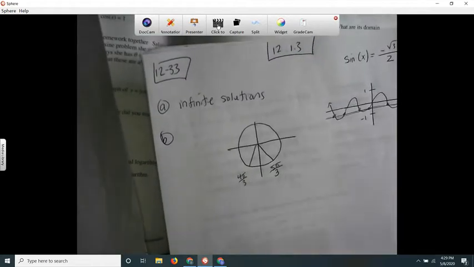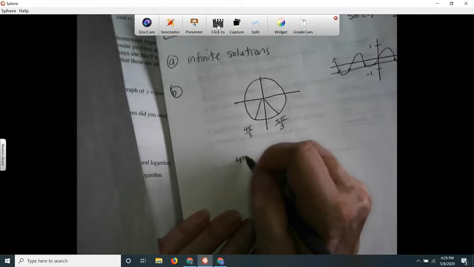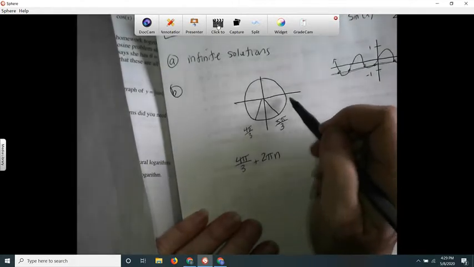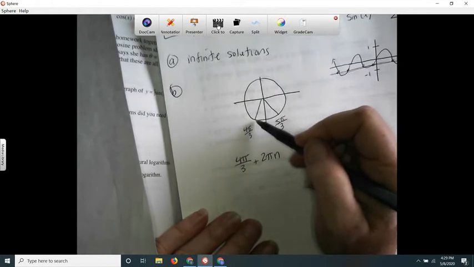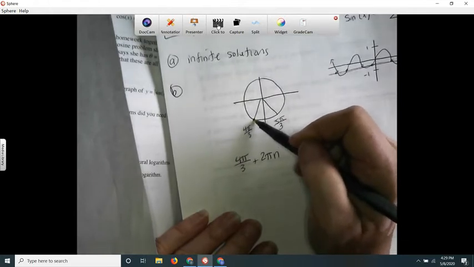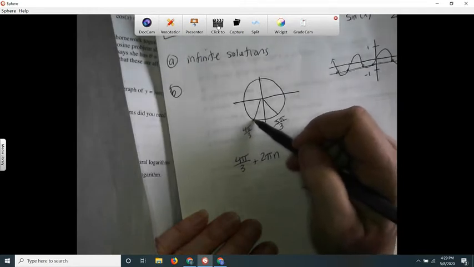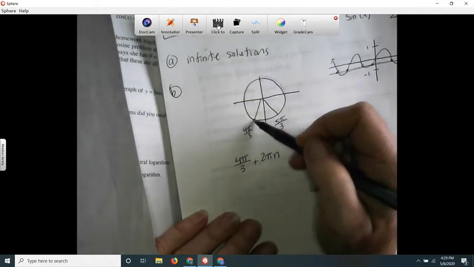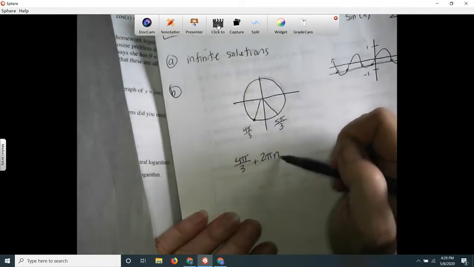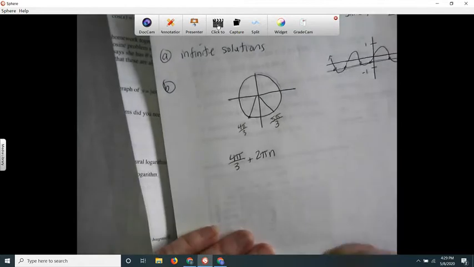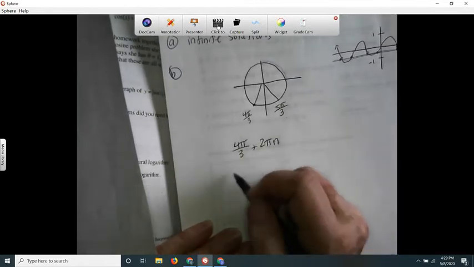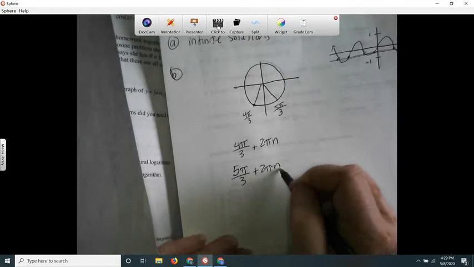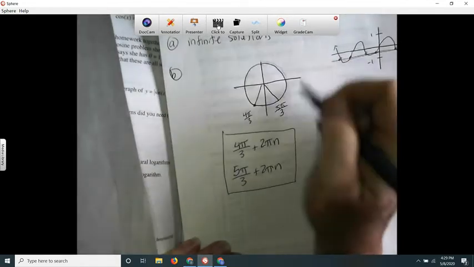Okay, so there's my drawing, and then I can write this as 4 pi over 3 plus 2 pi n, which means if I go around 4 pi over 3 radians, I can find that spot where sine is negative root 3 over 2. But then if I want to find it again, I can add 2 pi, because that's how much it takes to go around the circle each time. I can go around as many times as I want. I can even put negative values in for n if I want to. This other one, I'm going to get another solution of 5 pi over 3 plus 2 pi n. So that's the answer for letter B, that and my picture.